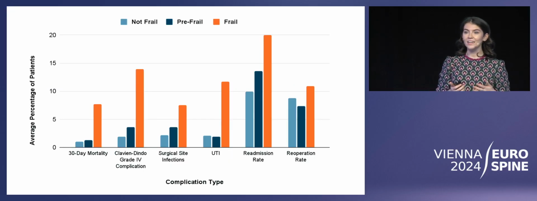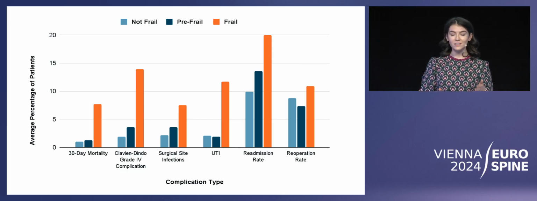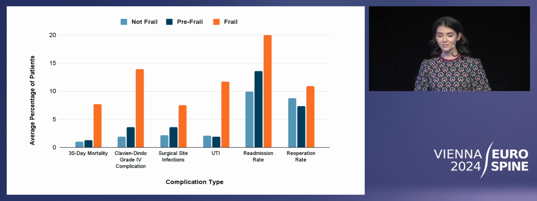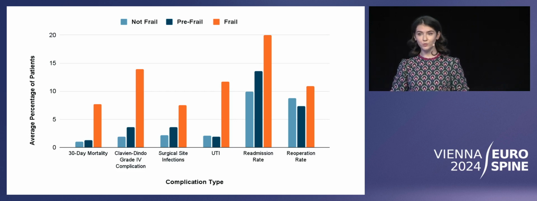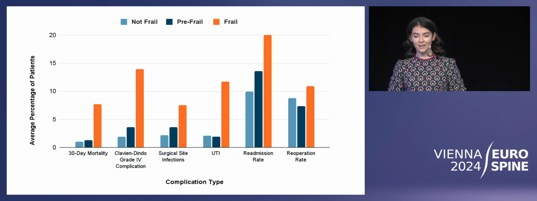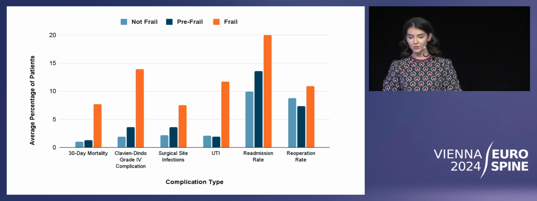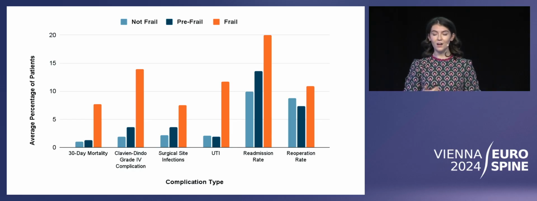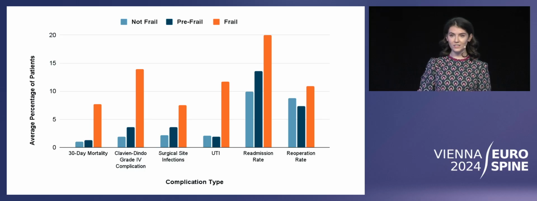Now, looking at the same data in graph form, we can see the dramatic difference between the not frail and frail patients. 30-day mortality increased from 1% to 7.7%. Clavien-Dindo grade 4 complications from 1.9 to 13.9%. Surgical site infections from 2.2 to 7.5. UTIs from 2.1 to 11.7%. Readmission rate more than doubled from 9.9 to 20%, and reoperation rate increased from 8.8 in our not frail group to 10.9% in our frail group.